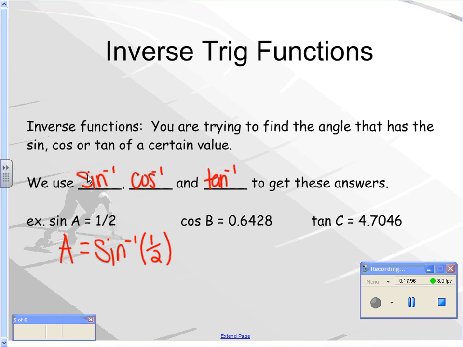Sine inverse of 1/2 is what A equals. To move the sine over here, you have to do the inverse. Okay? So the way that you put it into the calculator, well, first you have to type in sine inverse. So see if you can find sine inverse on your calculator. And then what do you put in? 1/2. What does our A actually equal?